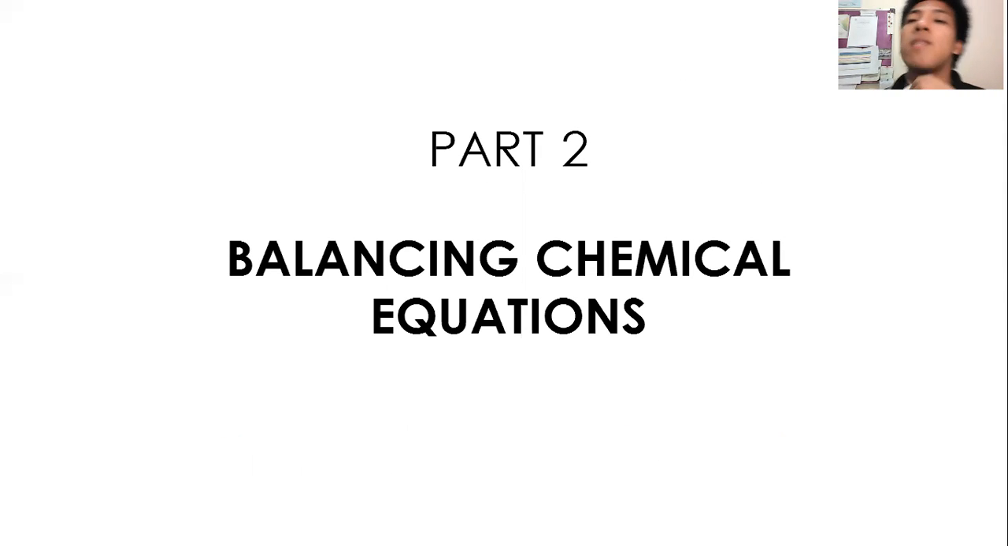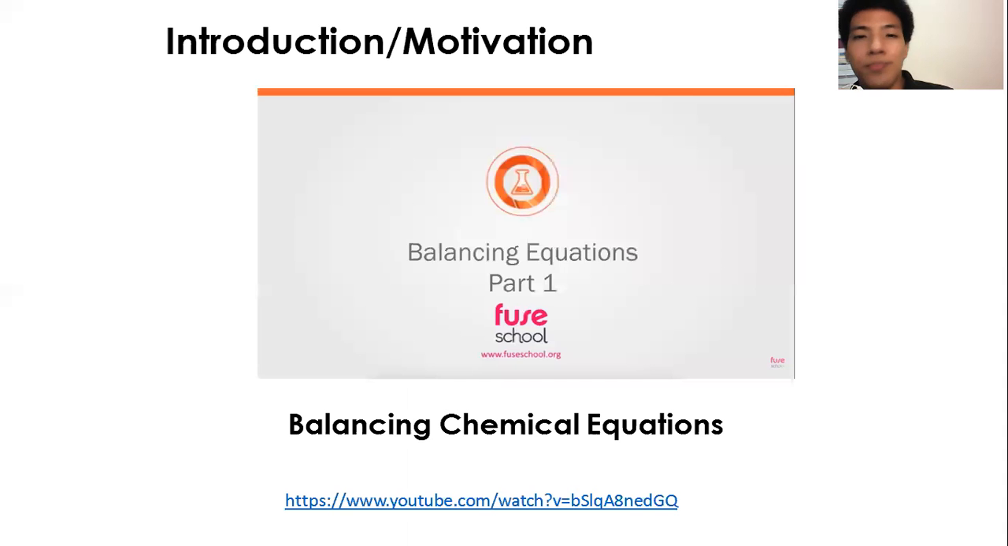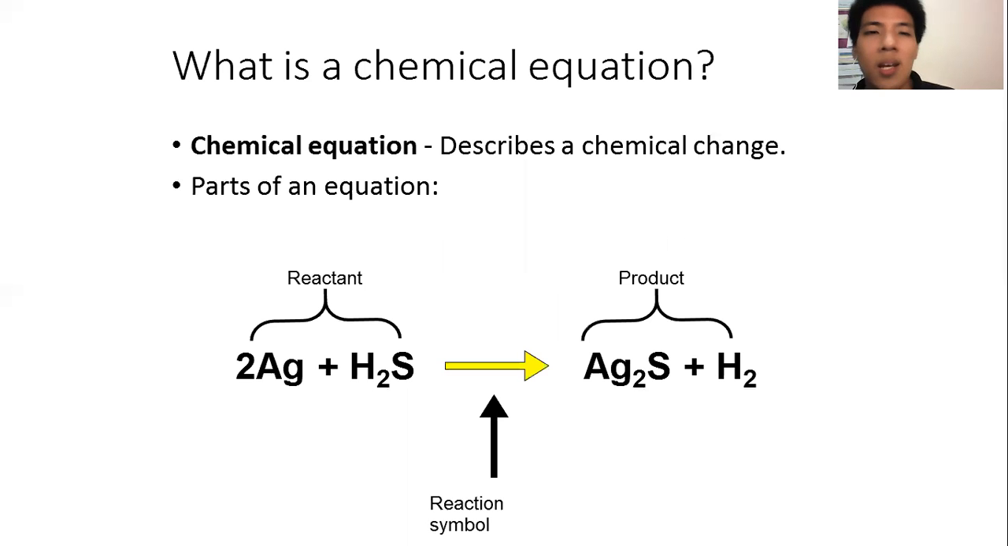Okay. So for this part, we're going to have the balancing of chemical equations. At the end of the lessons, we will be able to explain the steps involved in writing a balanced chemical equation, identify different combination reactions, and predict the product of a simple combination reaction. You can watch the video if you want so that you can learn the balancing of chemical equations.